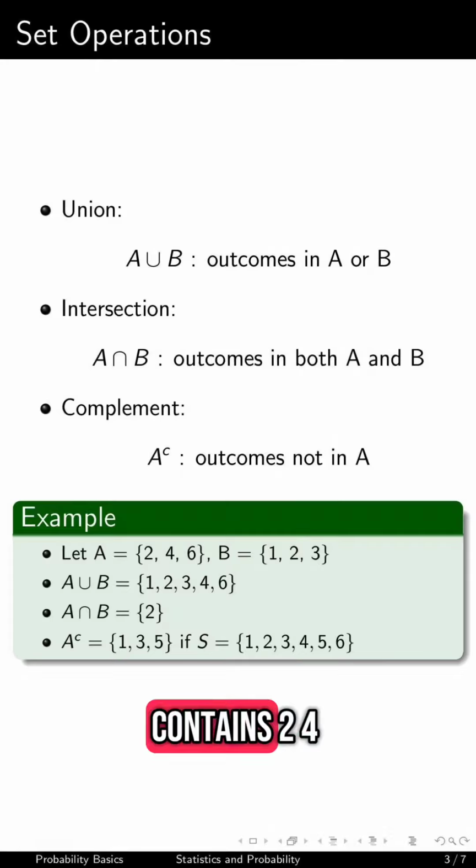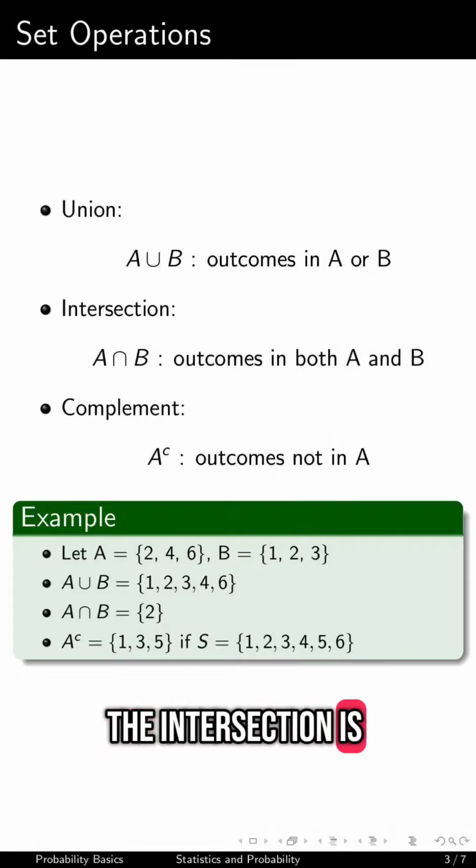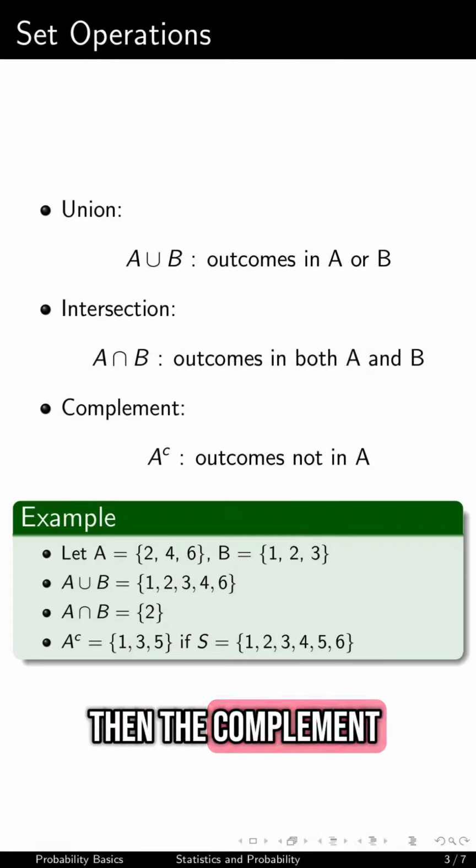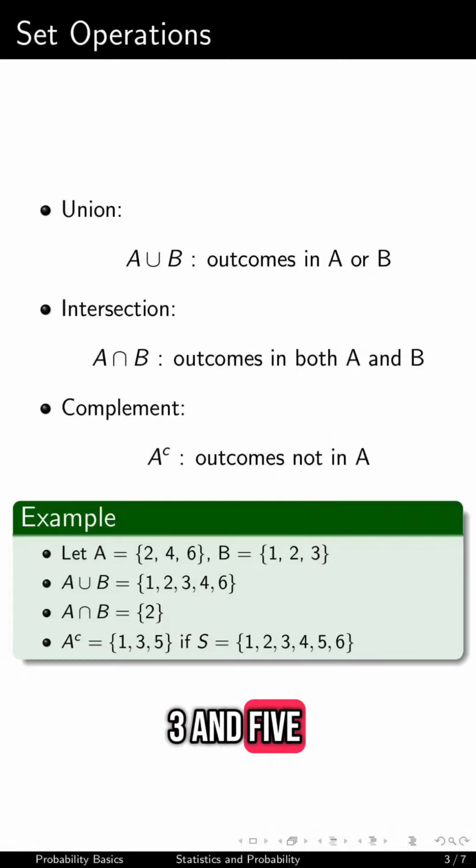Let's say A contains 2, 4, and 6. B contains 1, 2, and 3. The union of A and B would be 1, 2, 3, 4, and 6. The intersection is just the number 2. If the sample space is 1 to 6, then the complement of A is 1, 3, and 5.